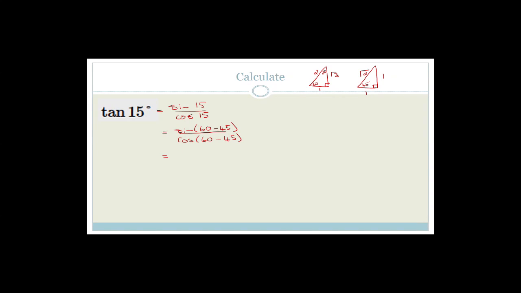Okay, so sine of A minus B is the same as saying sine 60 cos 45. Oh, sorry, let me just write that neater. Cos 45, and then it becomes minus cos 60 sine 45, all over cos, which is going to be cos 60 cos 45 plus sine 60 sine 45.